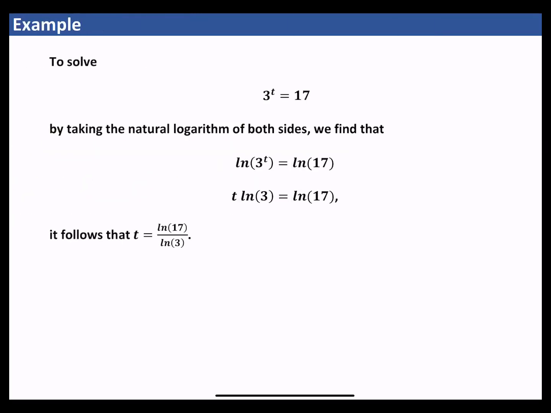For example, to solve 3 to the t power equals 17, by taking the natural logarithm of both sides, we find that the natural log of 3 to the t equals the natural log of 17. So t times the natural log of 3 equals the natural log of 17. And since this last equation is linear in t, since both the natural log of 3 and the natural log of 17 are simply real numbers, it follows that t equals the natural log of 17 divided by the natural log of 3.